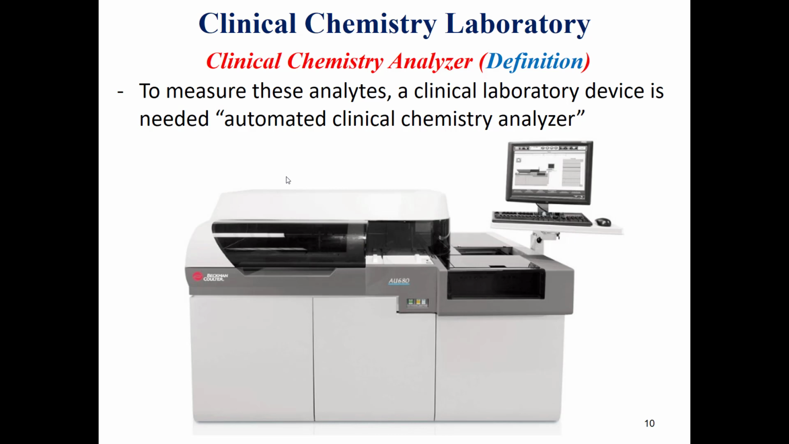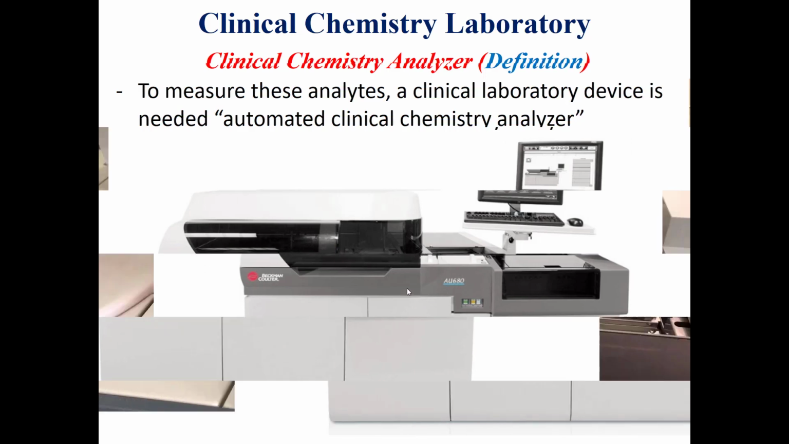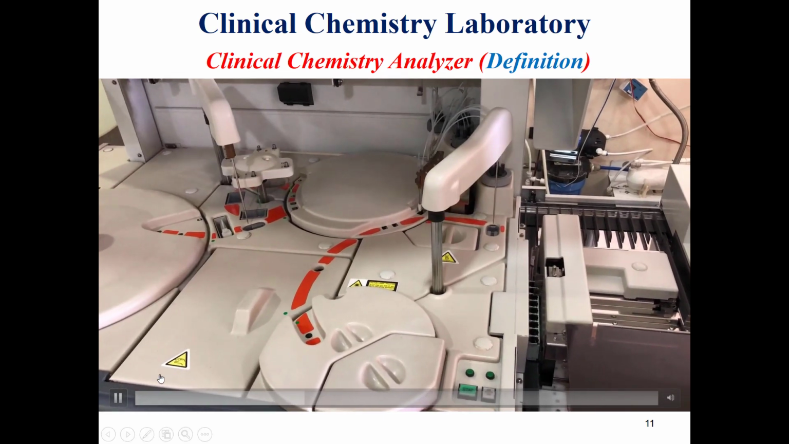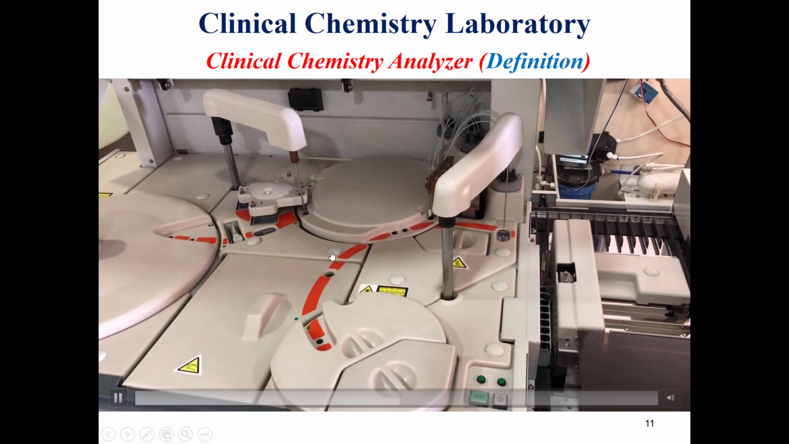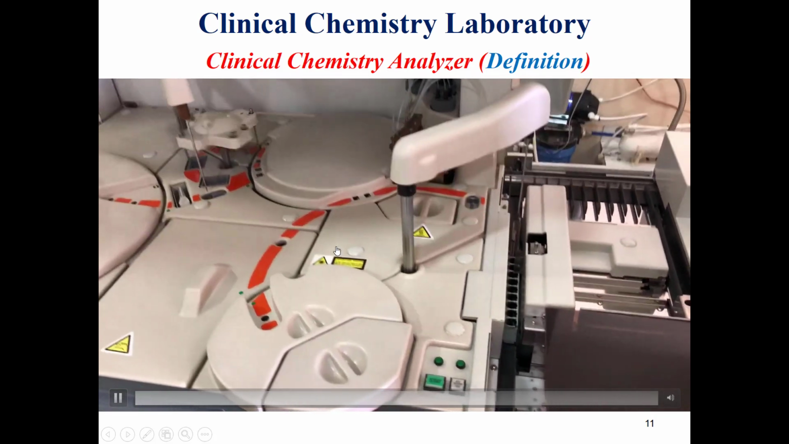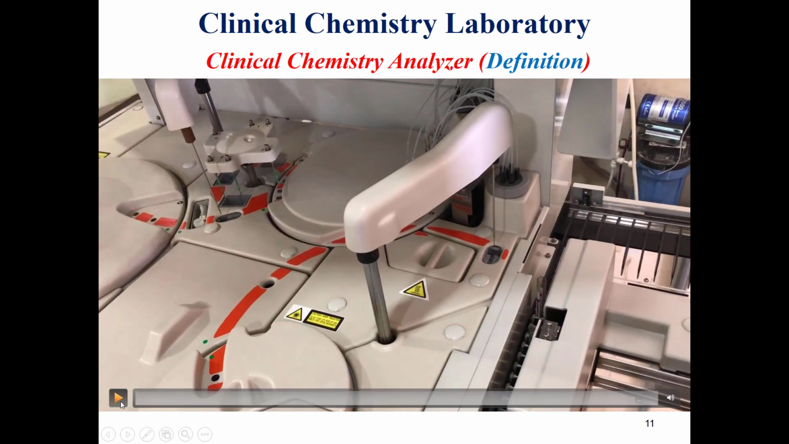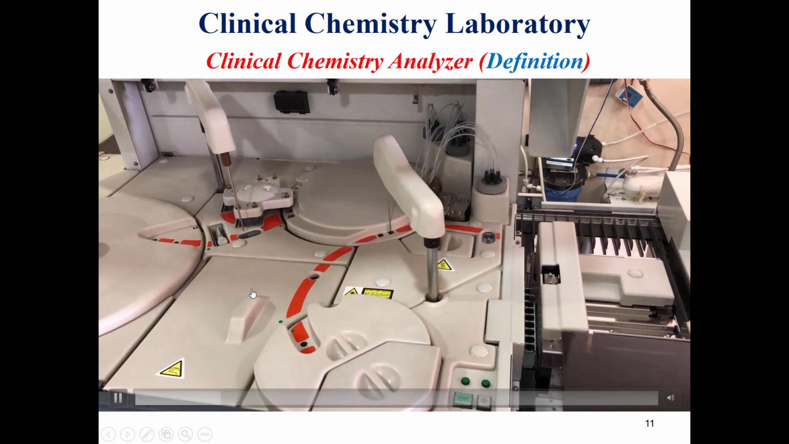So a clinical chemistry analyzer is used to measure these analytes. As we can see here, a photo of a commercial clinical chemistry analyzer, which is manufactured by Beckman Coulter. The model is AU680. Now we will watch a small video of the work of a clinical chemistry analyzer, AU400, which is manufactured by Beckman. So I will play this video again.